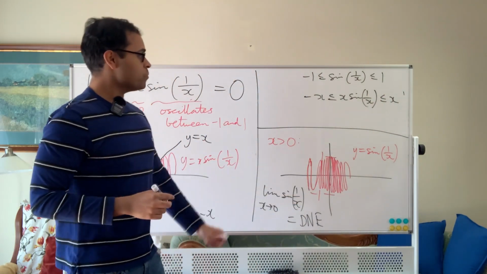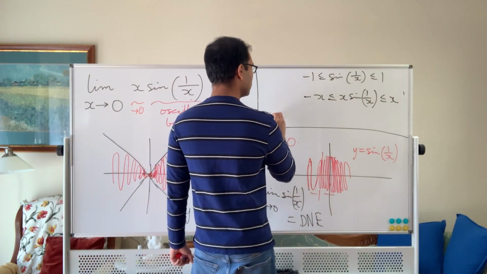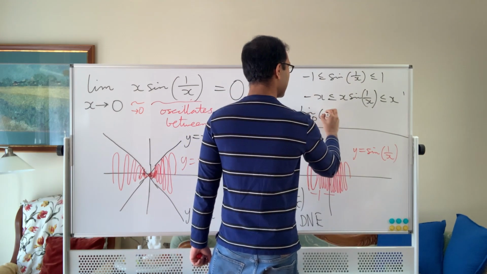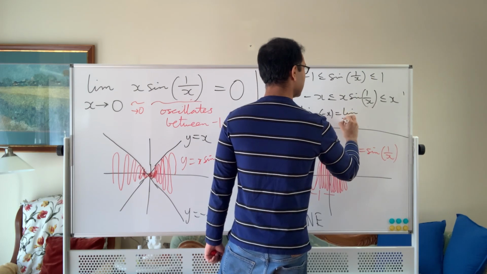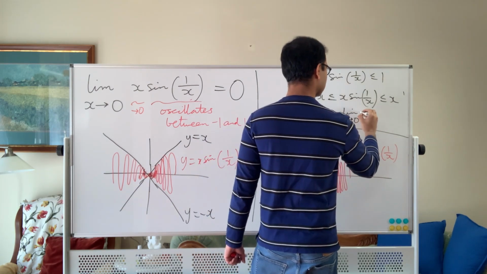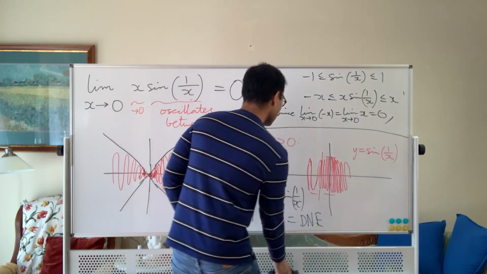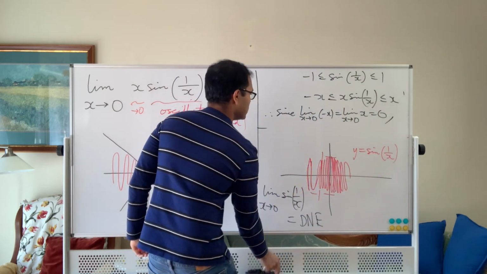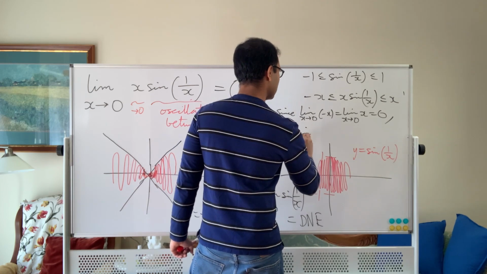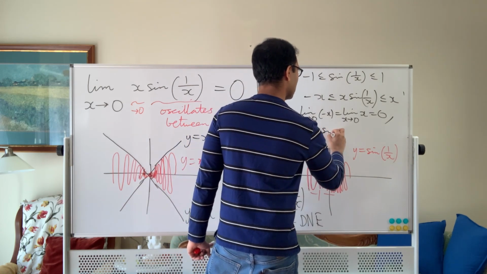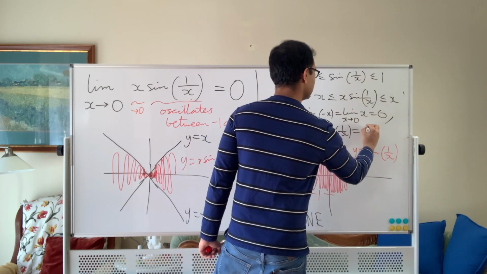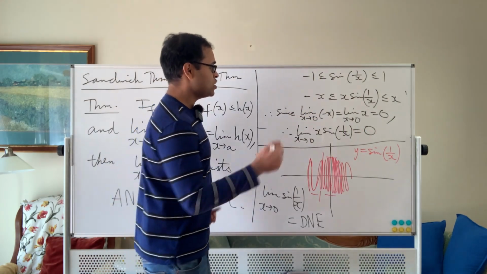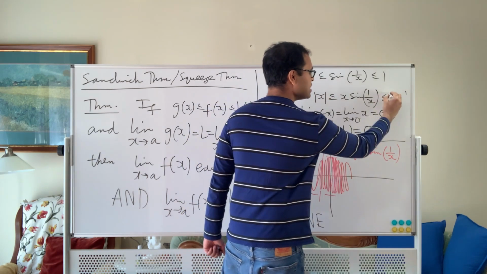And now, because of that, since the limit as x goes to 0 of minus x is equal to the limit as x goes to 0 of x is equal to 0, we deduce that, therefore, the limit as x goes to 0 of x sine 1 over x is equal to 0. Okay, so that's going to be the proof. Quick intermission. I just wanted to point out that it should in fact be an absolute value here. It doesn't change the argument.